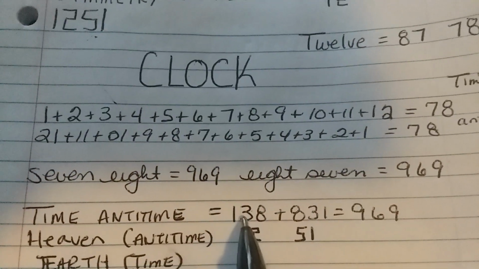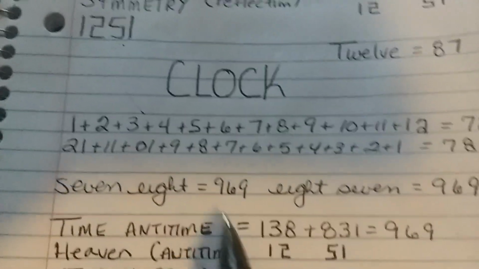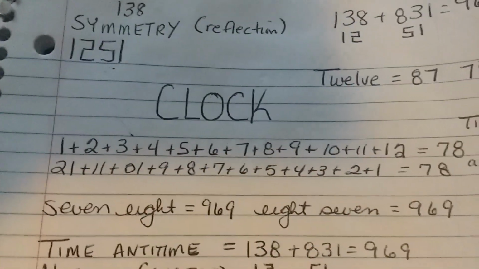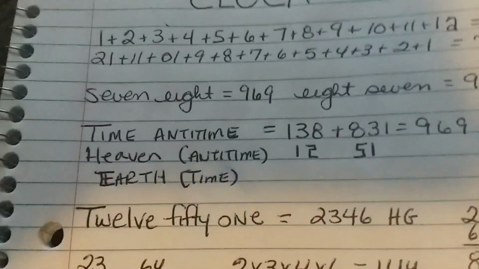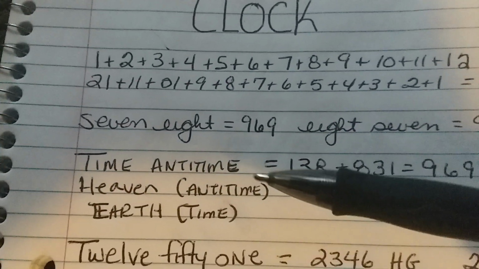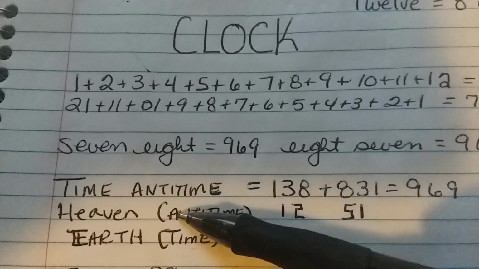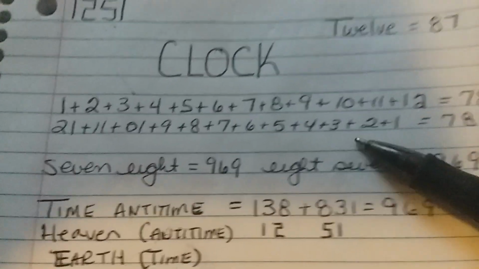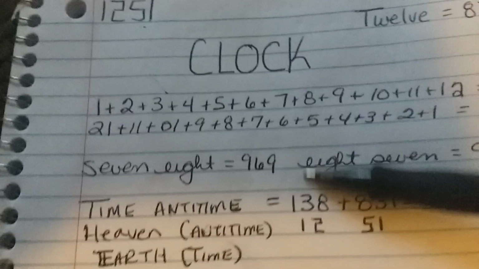And again, 1 plus 3 plus 8 is 12, so you get your 12. And then 8 plus 3 plus 1 is 12, so it's 12 going backwards, so you got your 1251. So symmetry, time, and antitime. Think about time and antitime, think about heaven, how heaven isn't ruled by time, so antitime. Then earth, which is in time, we're stuck in time. But this has to do with Jesus bringing heaven and earth together. He's the only one that can bring the two together to make a way out for us, a way out of time. And 1251 is a number that has to do with that, has to do with symmetry.